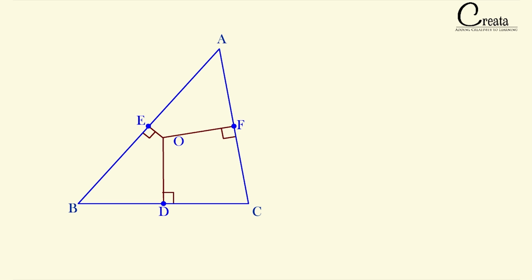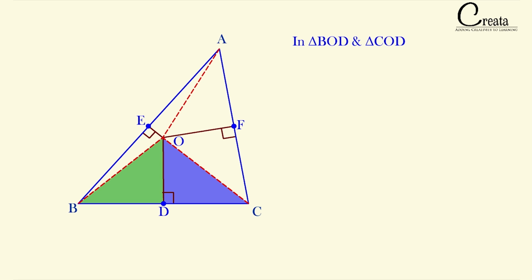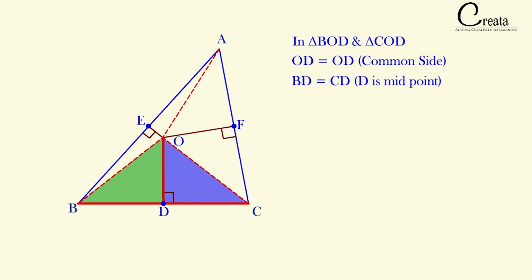Let's join the three vertices with the circumcenter, that is point O. We got the line segments AO, BO and CO. If we take these two triangles, that is triangle BOD and triangle COD, are you able to observe both of these triangles are congruent triangles? OD is equal to OD, that is the common side. BD is equal to CD, since D is the midpoint and OD is the bisector. And angle BDO is equal to angle CDO, that is equal to 90 degrees.